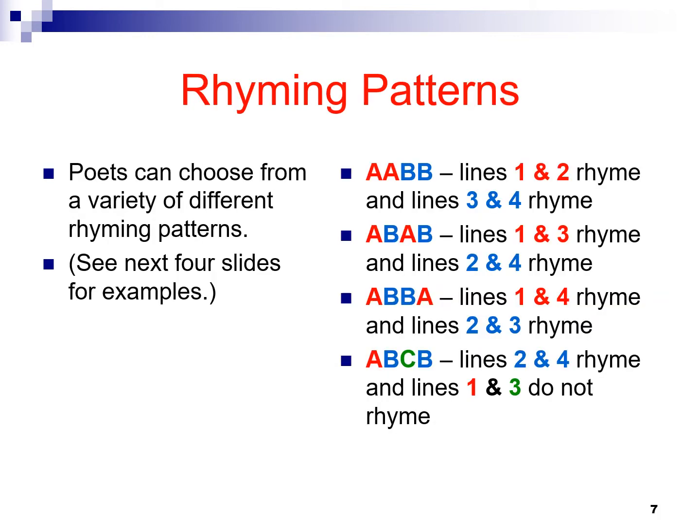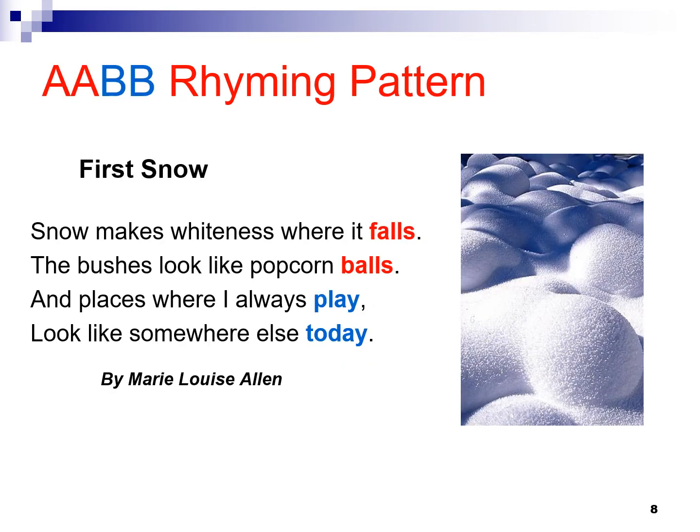We also have rhyming pattern. When we say rhyming pattern, we are referring to the pattern, of course, of rhymes in each line of a poem. So how to identify a rhyming pattern? We label the first rhyme, or the first ending sound of a line, using the first letter of the alphabet, which is letter A. In this example, snow makes whiteness where it falls. Falls is the first ending sound, so we label it with A. Next line, the bushes look like popcorn balls. Balls rhymes with falls, so we label it also with A.